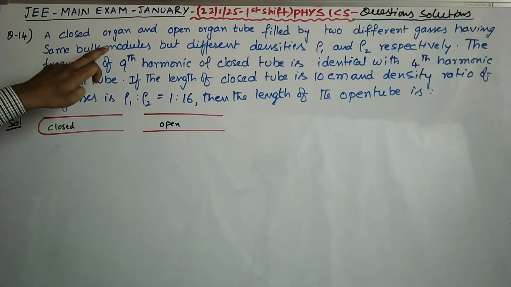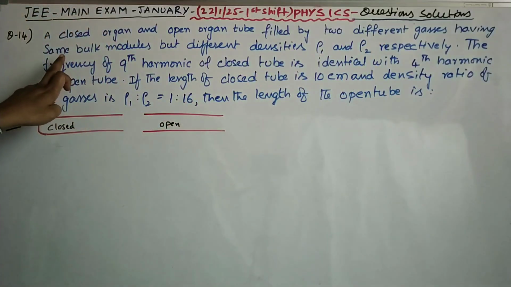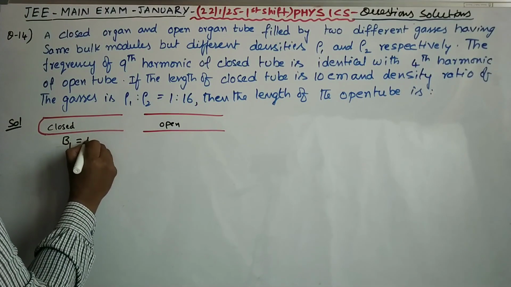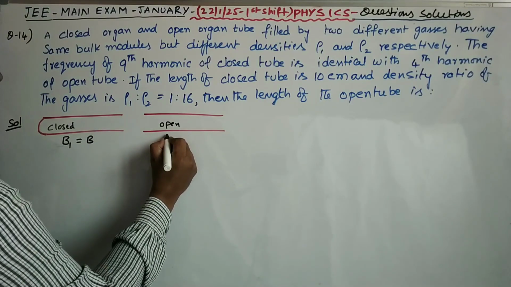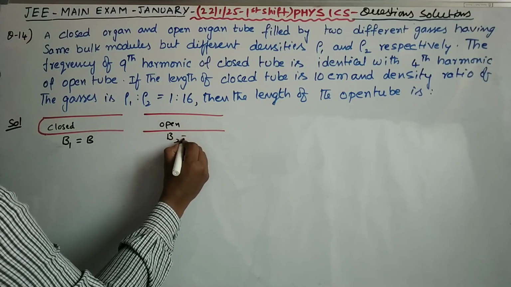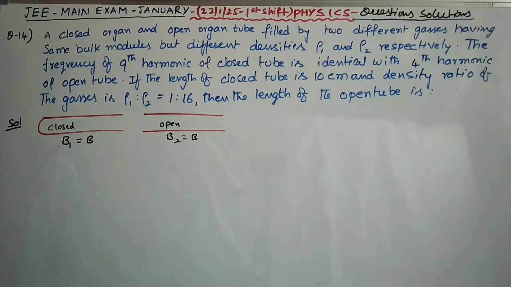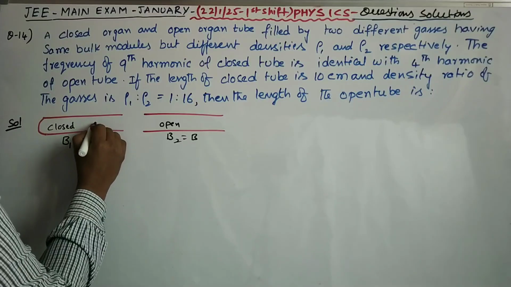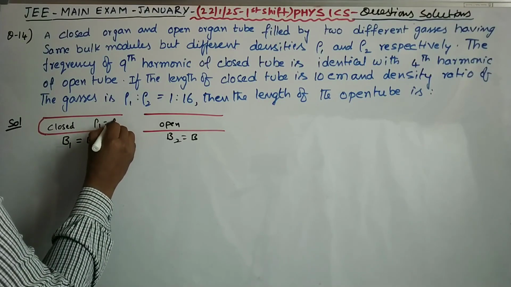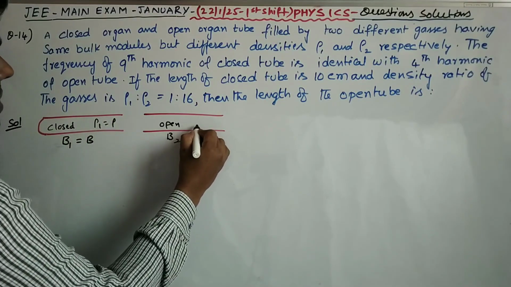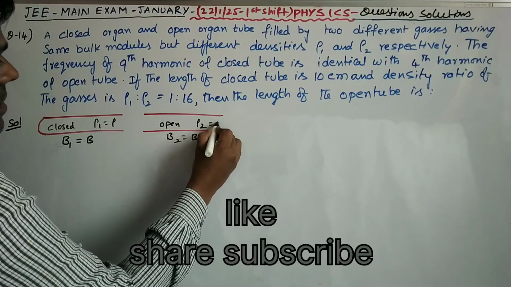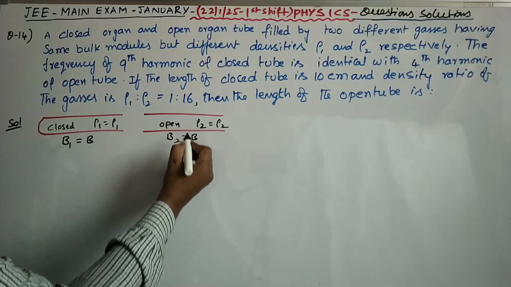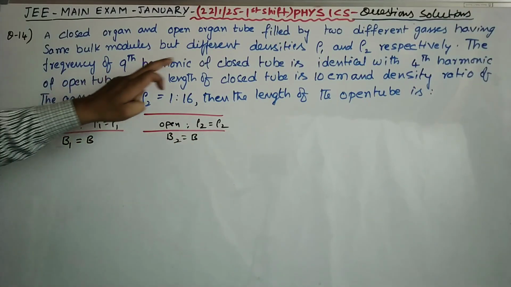Which is filled with two different gases having the same bulk modulus. So the bulk modulus of the gas filled in the closed tube, B1, is equal to B. The bulk modulus of the gas filled in the open tube, B2, is also B. Same, but different densities. The density of the gas filled in the closed organ pipe is ρ1, and in the open organ pipe the density of the gas is ρ2. Both are different. Right. Next, what happened?